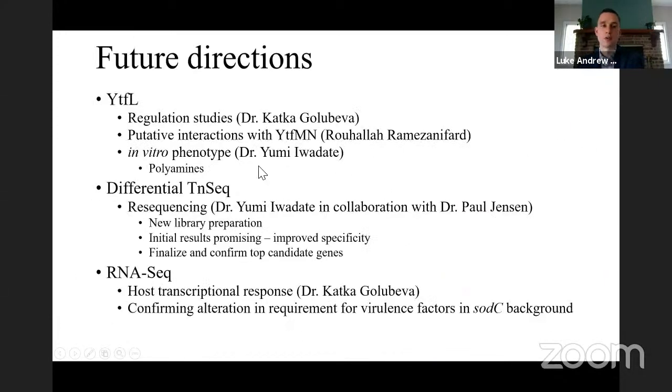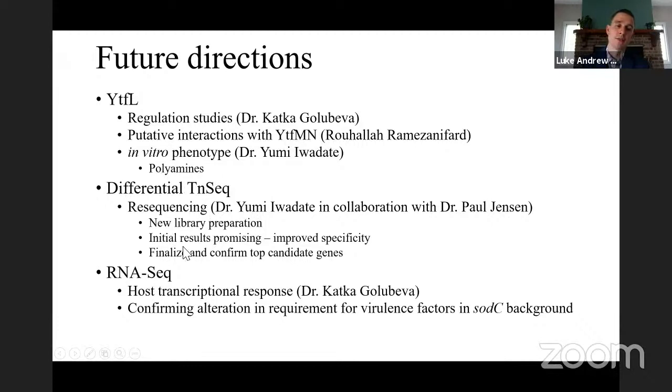So for future directions from my work, I've mentioned a lot of this already throughout my talk, but would just like to highlight some of the things that are going to continue to move forward in the lab after I've graduated. For YTFL specifically, Kaka continues to work on various aspects of the regulation. In Ruhala's project looking at YTFM and YTFN, he's shown that YTFM is also epistatic with SOD1 and epistatic to YTFL, so it'll be interesting to follow where that data goes. And the in vitro phenotype that Yumi has been working on with the polyamines is a really exciting story that I think you'll hear more about relatively soon, hopefully.